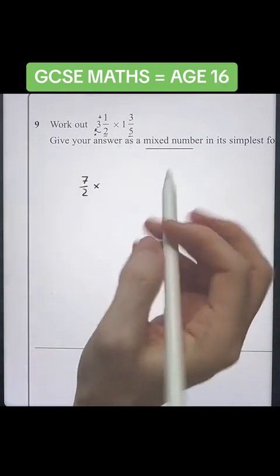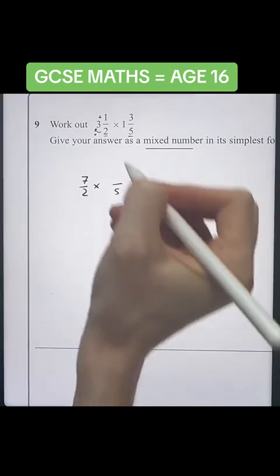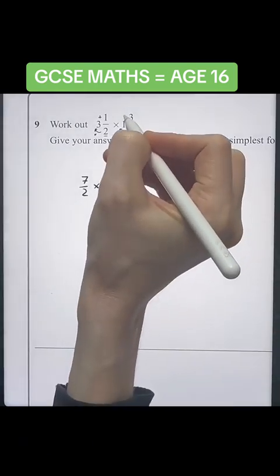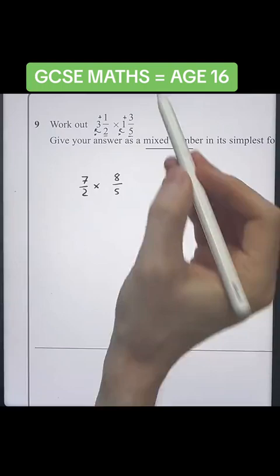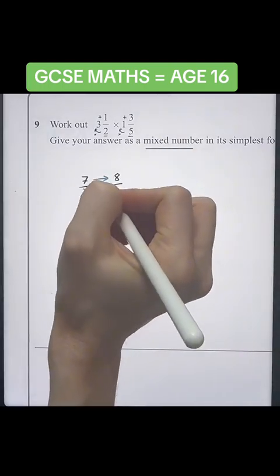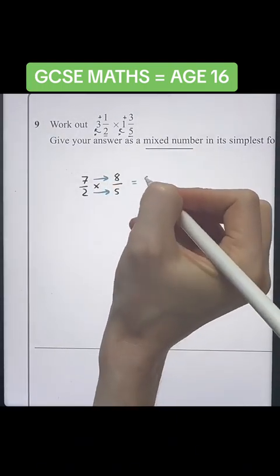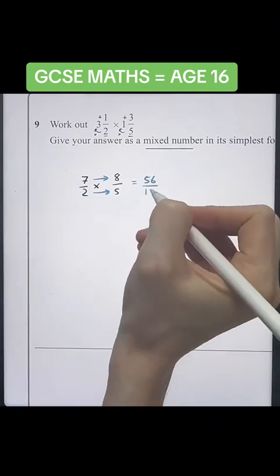Again, converting our mixed number into a top-heavy improper fraction. Keep the denominator the same, in this case 5. We always multiply to the side and always add the number on the top. Here, 5 times 1 is 5, and 5 add 3 gives us 8. When multiplying fractions, we just simply multiply the tops and multiply the bottoms separately. On the top, 7 times 8 gives us 56, and on the bottom 2 times 5 gives us 10.